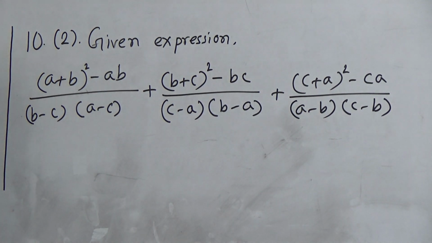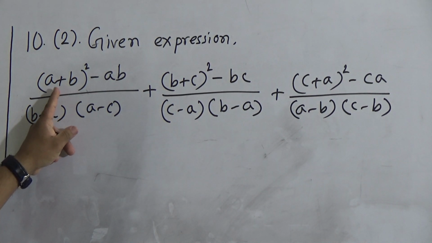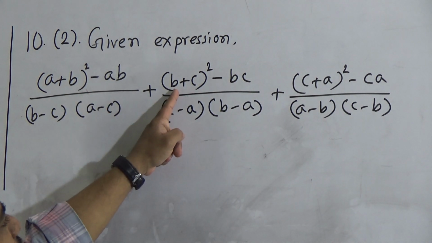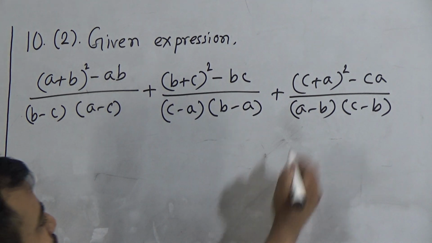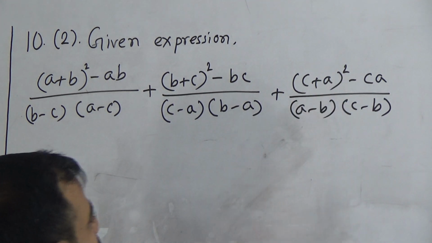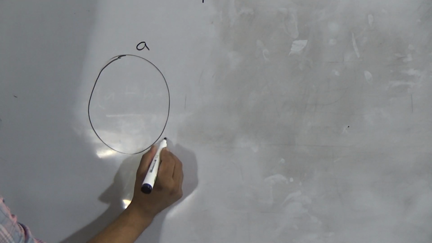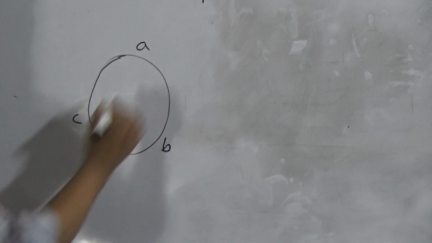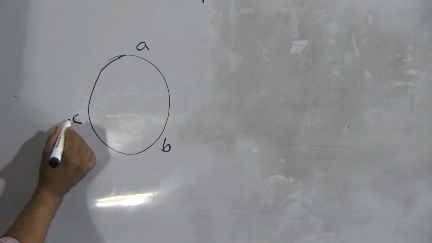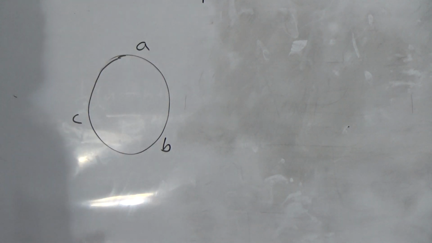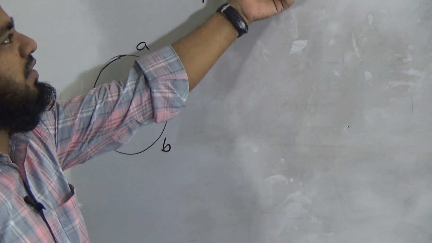My dear students, we will form the formula of (a plus b) whole square in the numerator, and in the second term the formula of (b plus c) whole square, and in the third term the formula of (c plus a) whole square in the numerator. In the denominator we will arrange in a circle. Suppose this is a, this is b and this is c. Then a, b, c, then a again. So like this we will arrange the denominator.